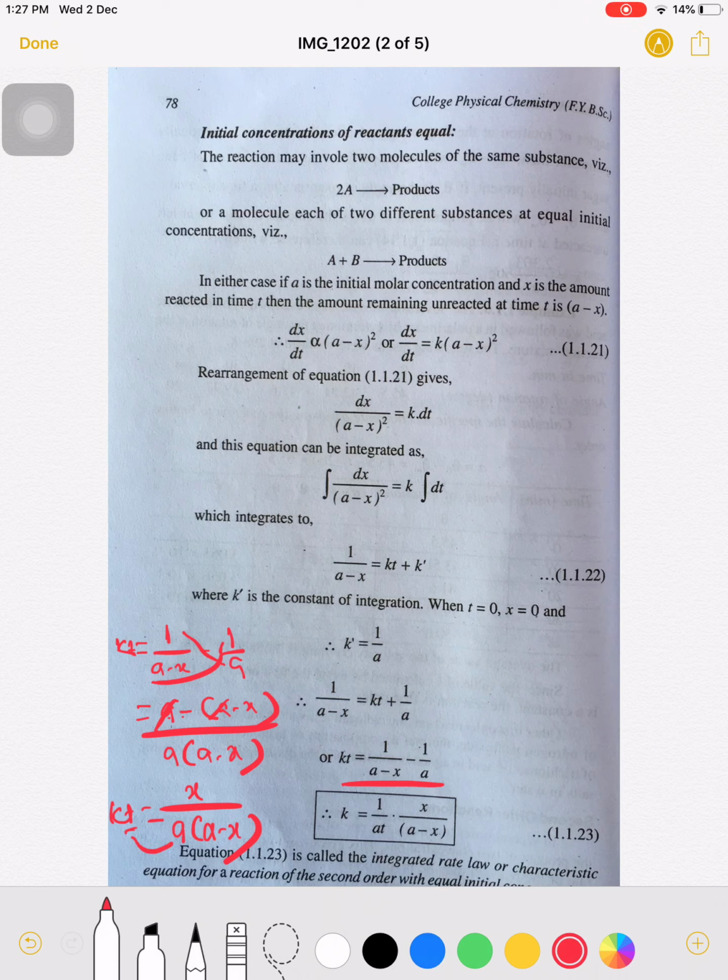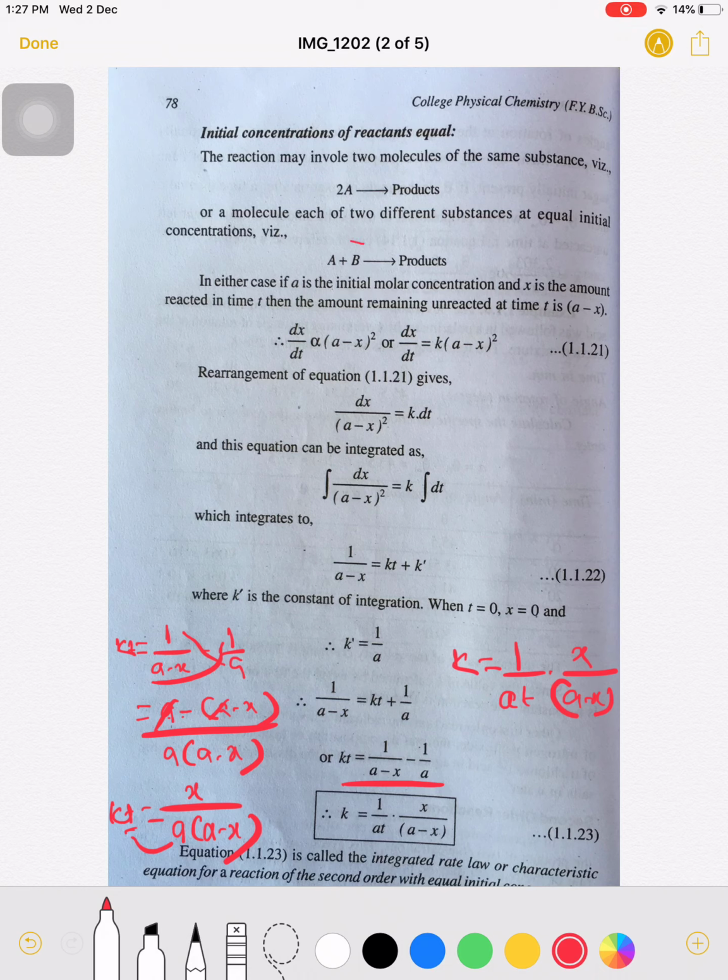So this t is taken to the left hand side, therefore the equation becomes k is equal to 1 upon a into t, x by a minus x. So this is the integrated rate equation for the second order reaction. So k is equal to 1 upon a into t, x upon a minus x. I will again explain this derivation.